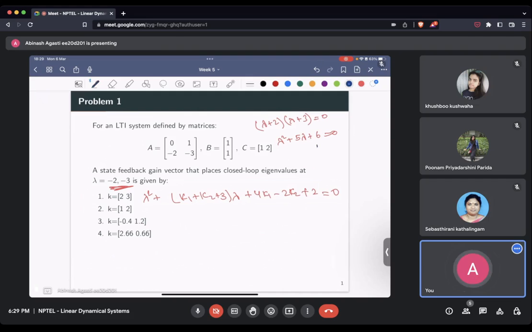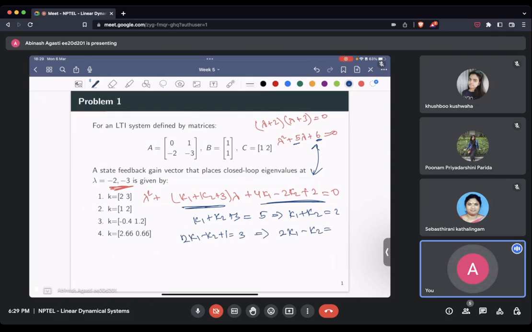Now I want these two to be the same. So what can I do? I can compare the coefficients. Lambda square is 1, so this is equal to this and this is equal to this. So let us solve for that. K1 plus K2 plus 3 is equal to 5, implying K1 plus K2 equal to 2, and for the constant term, 2K1 minus K2 plus 1 equal to 3, implying 2K1 minus K2 equal to 2.